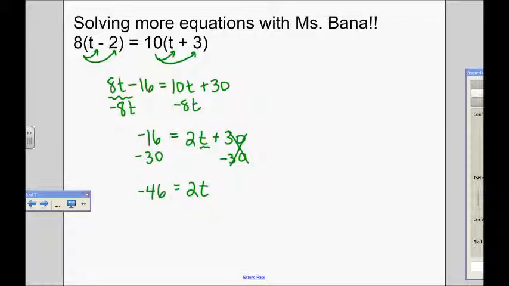Now I have to get rid of the 2. It's multiplying that's happening, so I'm going to divide both sides by 2. I get negative 23 on this side. They're both even, so I know that I can reduce. And I'm left with t on this side.